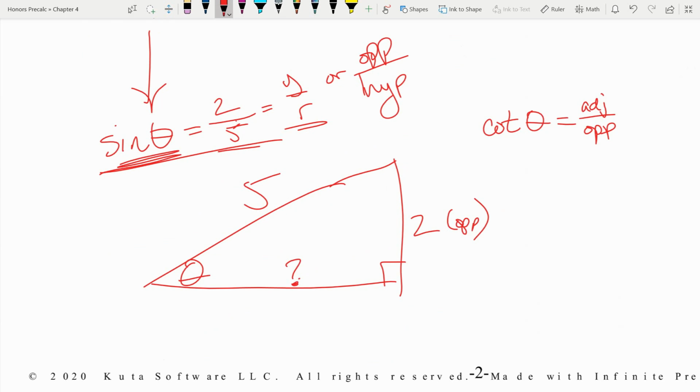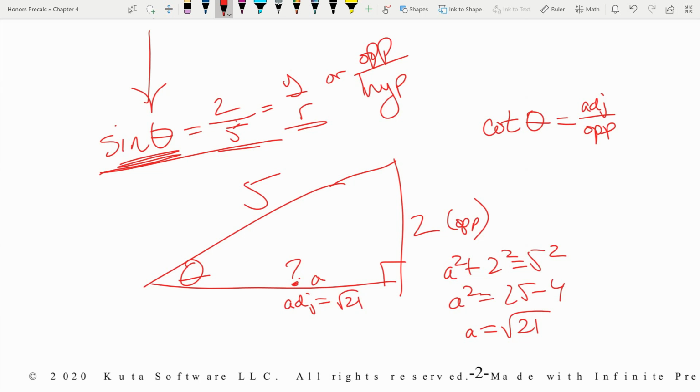So all you need is a little bit of right triangle work going on here. In other words, the Pythagorean theorem. So let's call this a squared plus 2 squared equals 5 squared. So we'll have a squared equals 25 minus 4, which is going to get us a equal to the square root of 21. So that is our adjacent side down here. It's equal to the square root of 21.